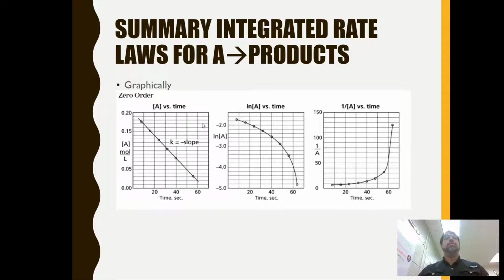And what I want you to see in particular here is that when we do graph a zeroth order reaction, what we'll notice is that we have a slope. And since we have a nice straight line slope, that means that we can figure out what our K value is, or the reaction rate constant for that reaction.